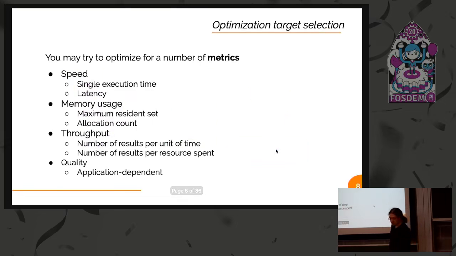So let's say we are talking about metrics. Many of them are completely objective. Single execution time is easy. You just use the wall clock, basically. Latency is easy as well. You just send a frame and measure when you're getting it back. Simple. Memory usage. Okay, who doesn't know what the maximum resident set is?